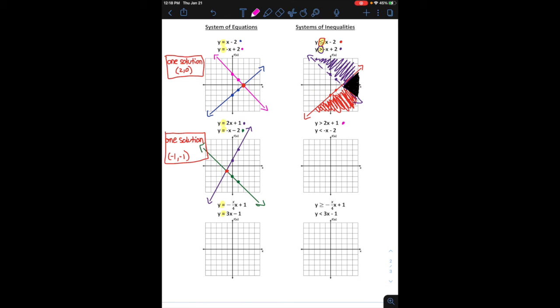First one, starting in pink, has a y-intercept of 1 and a slope of 2. I am going to graph this as a dotted or a dashed line since it's only a greater than sign. The solutions to this inequality are the ordered pairs greater than the line, so we're going to shade above it. Greater than, more than, above.